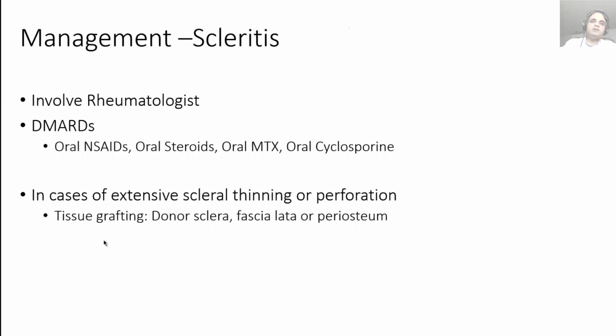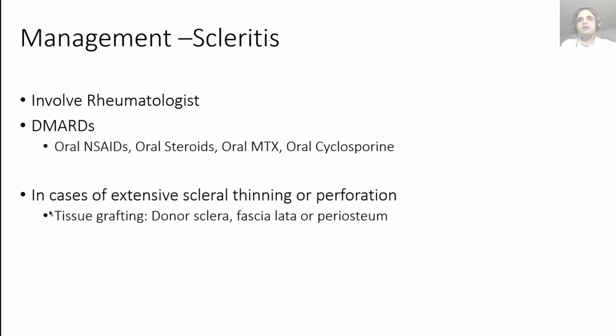So how do we manage it? Since it's associated with connective tissue disorders, you need a rheumatologist. And in fact, it's the rheumatologist that's most of the time treating this disorder, because the treatment that works for the systemic connective tissue disease also helps to control the inflammation in the eye. And as you can see, it's oral drugs that work here, starting from non-steroidals to steroids to methotrexate to cyclosporine. Again, it's the rheumatologist that is the best judge of what to give.